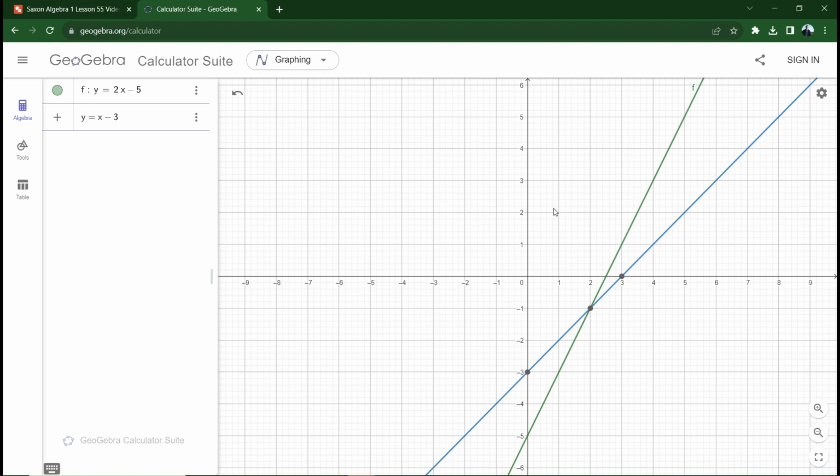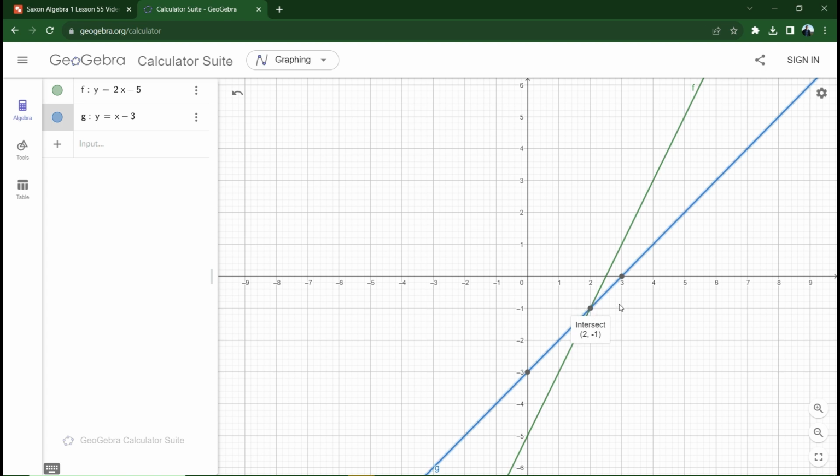Notice that these two lines cross at a point. That point is going to be the xy coordinate that solves both. There's a lot of other points on this line, right? I can click anywhere on this line and find an XY coordinate that solves just this line. And I can click anywhere on this line and find an XY coordinate that solves just this equation. But where they cross, that's a solution to both equations.